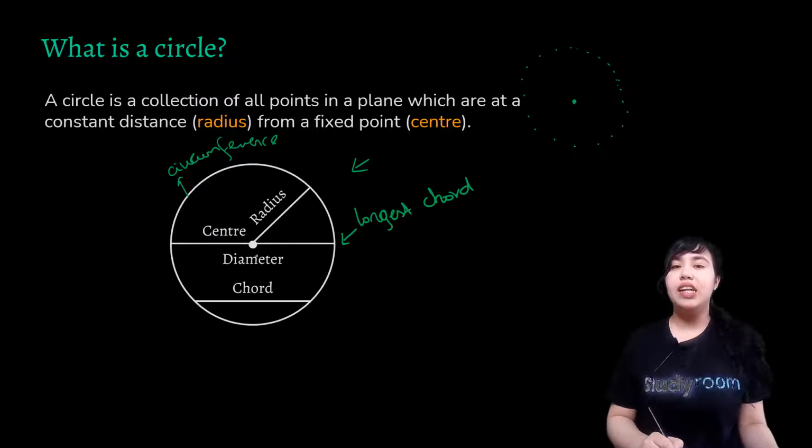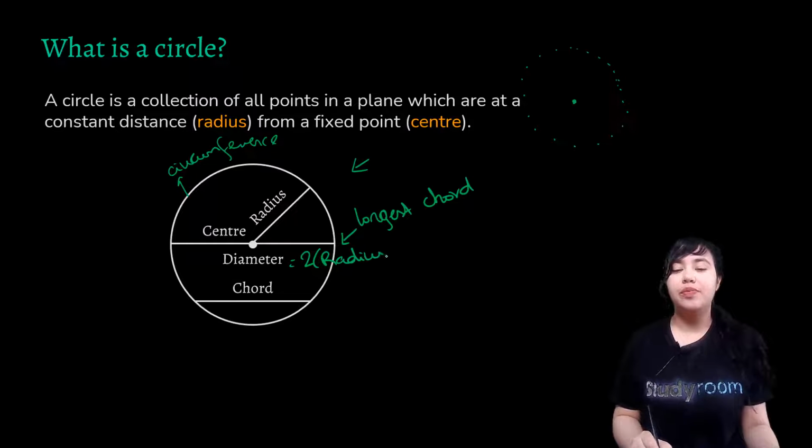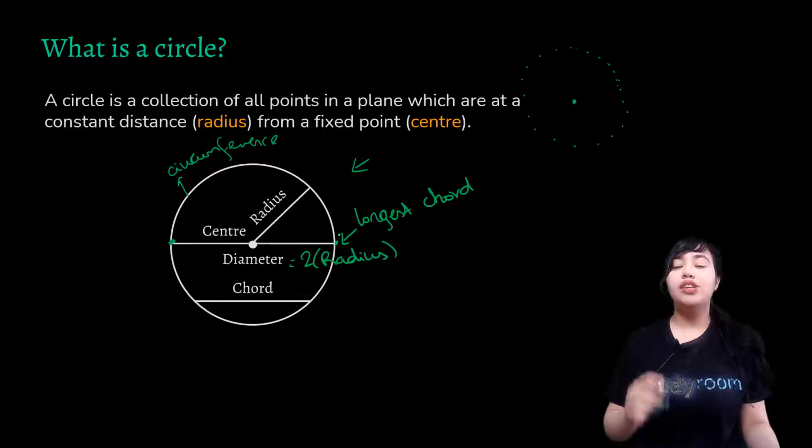In fact, there is a relation which relates the diameter to the radius of a circle, and that is diameter is equal to 2 times the radius of a circle. It is the longest chord of a circle, as you can see, and the only way by which you can reach from one point on this circle to another point by covering the longest distance is the diameter.